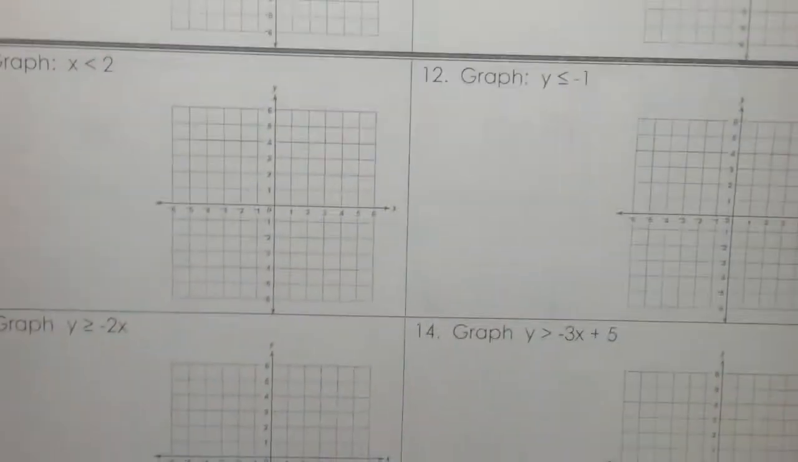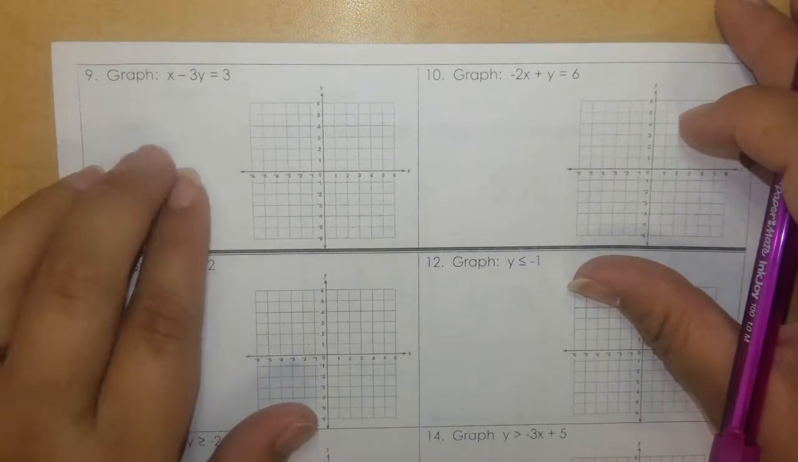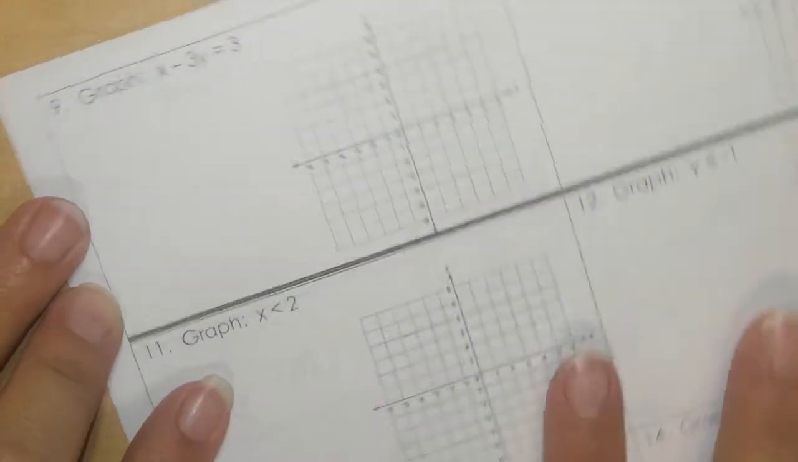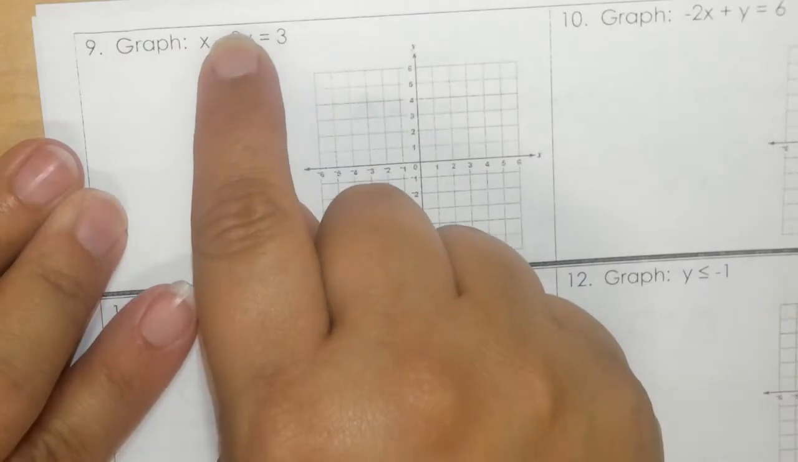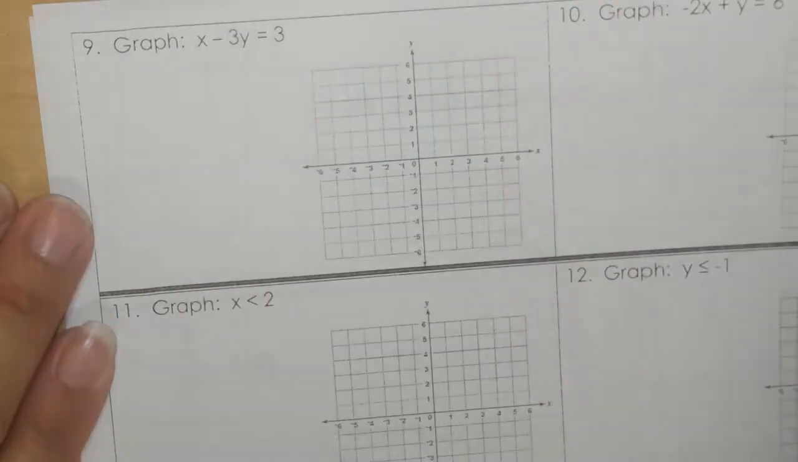Flipping over to the back side of side A, we have 9 and 10, which are a different type of equation. These are going to be standard form because x and y are on the same side. Okay. So to solve for x, we're going to use the cover-up method, where I cover up the y and I solve for x. So we would say that x equals 3.